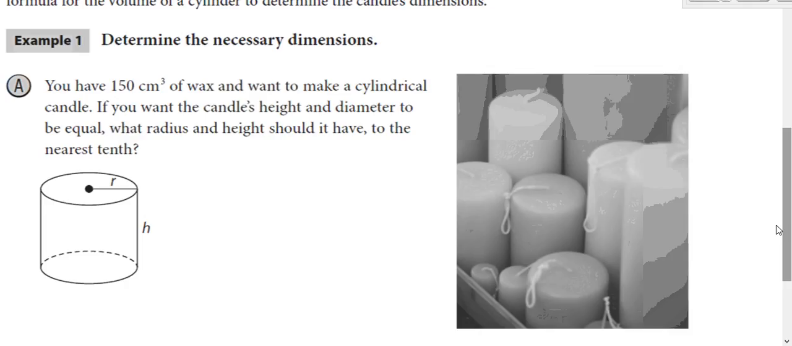You have 150 cubic centimeters of wax and you want to make a cylindrical candle. If you want the candle's height and diameter to be equal, what radius and height should it have to the nearest tenth? So we want the height and the diameter to be equal. Here we've got the radius labeled. We need the radius for the formula. Volume of a cylinder is pi r squared times h.